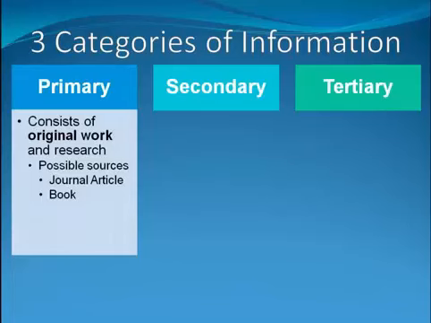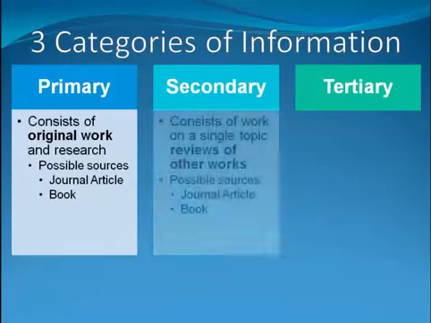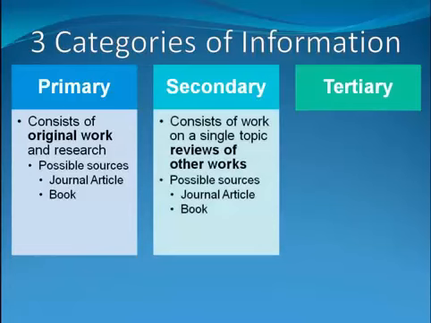An example of primary literature would be a book written by Jean Watson entitled Nursing, Human Science and Human Care, A Theory of Nursing. Jean Watson has written this original work. The second category is secondary. Secondary information consists of work on a single topic, basically reviews of other works. Again, the possible sources where you find secondary information include journal articles and books.